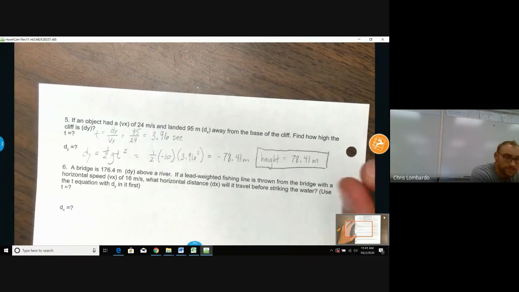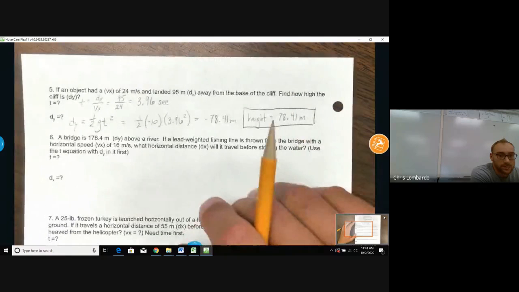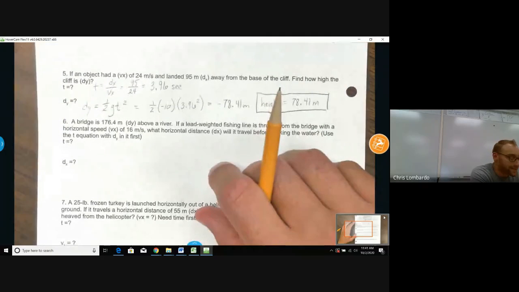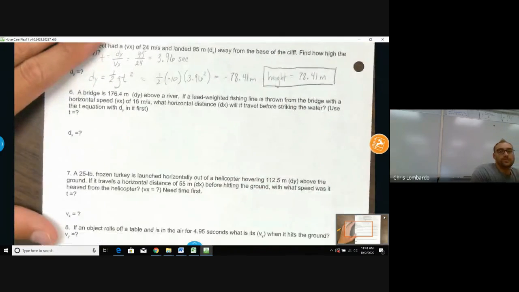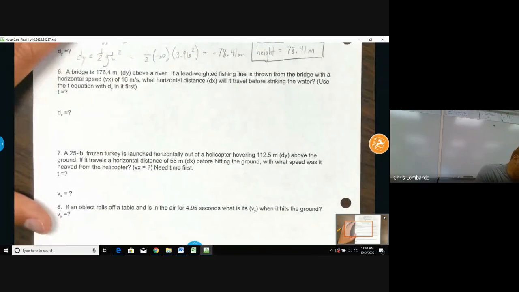All right, so let's do one more, and then you guys should be able to work out the next couple of problems pretty easily. So we have a bridge that is 176.4 meters above a river. If a lead-weighted fish line is thrown from the bridge with a horizontal speed of 16 meters per second, what horizontal distance will it travel before striking the water?